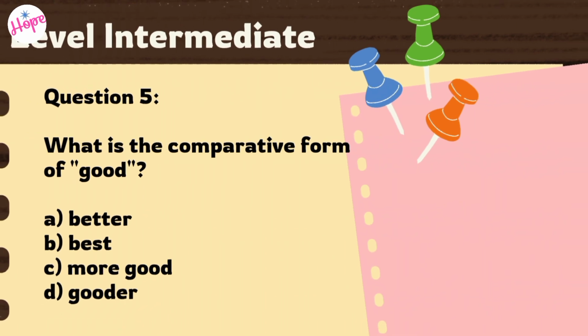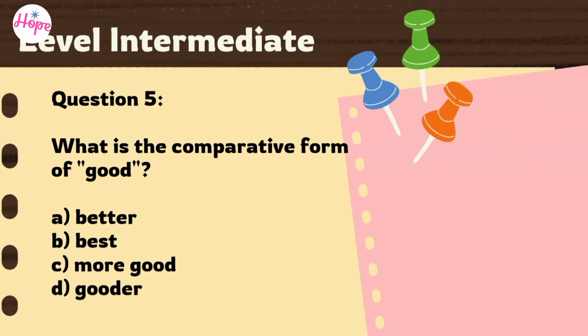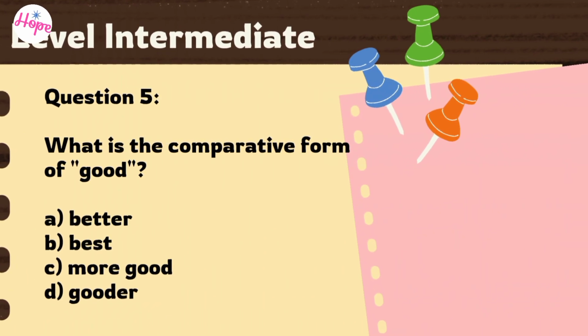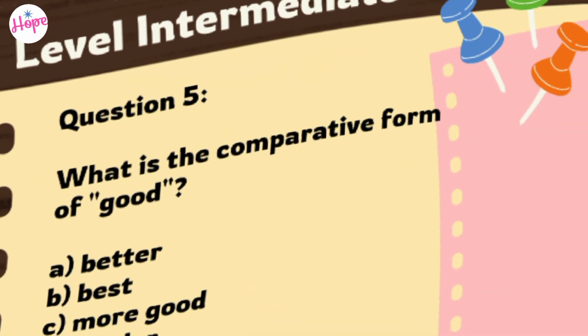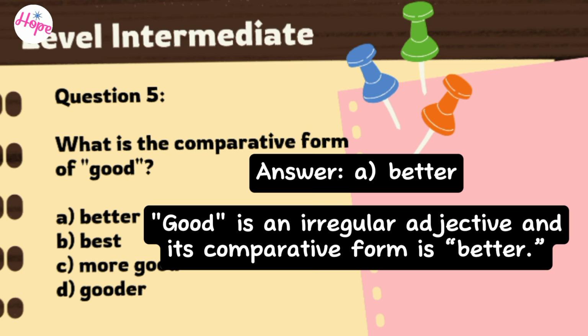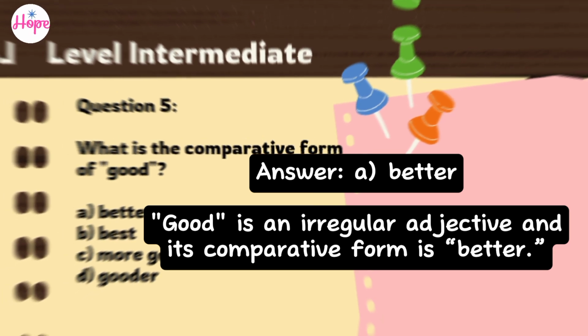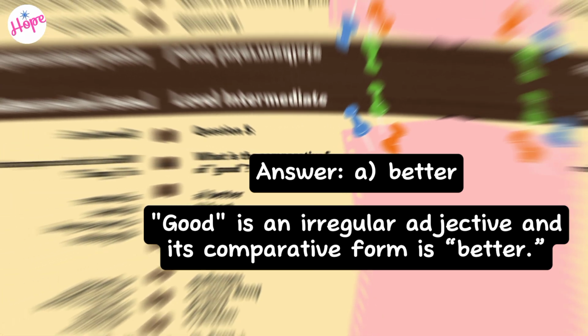What is the comparative form of good? Answer A. Good is an irregular adjective, and its comparative form is better.